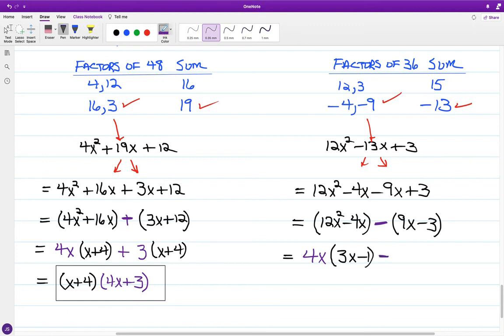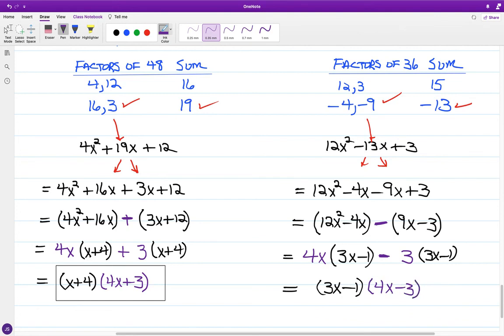Bring down the subtraction. Now, looking at just 9x minus 3, the greatest common factor is going to be 3. 3 into 9x minus 3 is going to be the quantity 3x minus 1. And this time we have our shared factor at 3x minus 1. And the other factor is going to stem from the outside terms, and so combining we come out to 4x minus 3.